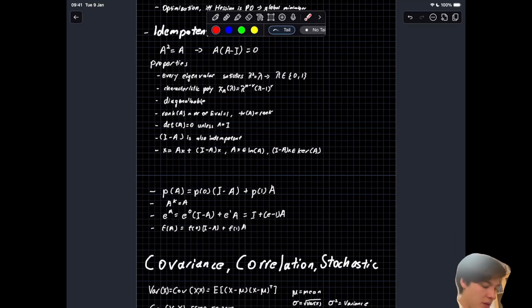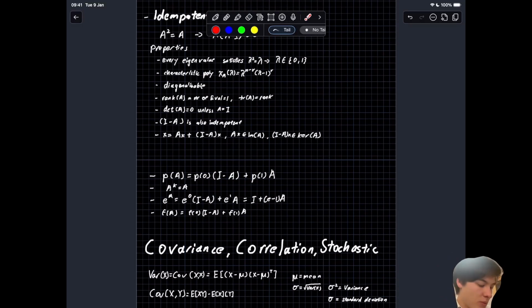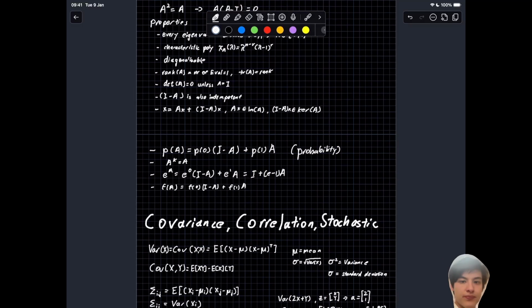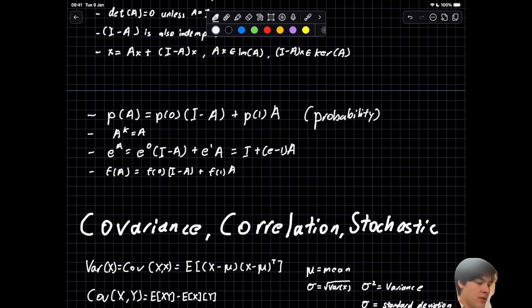Oh, this is the probability of A, it can be written like this. So yeah, the probability of 1 times A, and the probability of not happening is I minus A. Can be written like this. Let me actually add this. So yeah, it's like the Bernoulli weighted outcome. Yeah, the power of it is trivial.